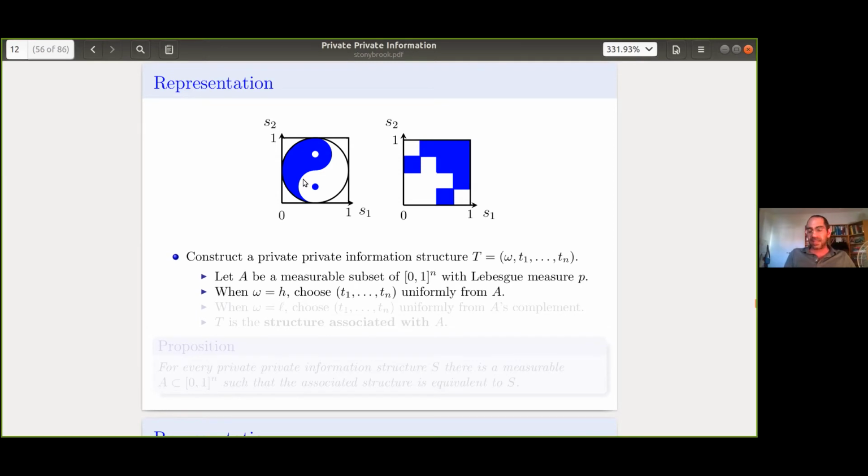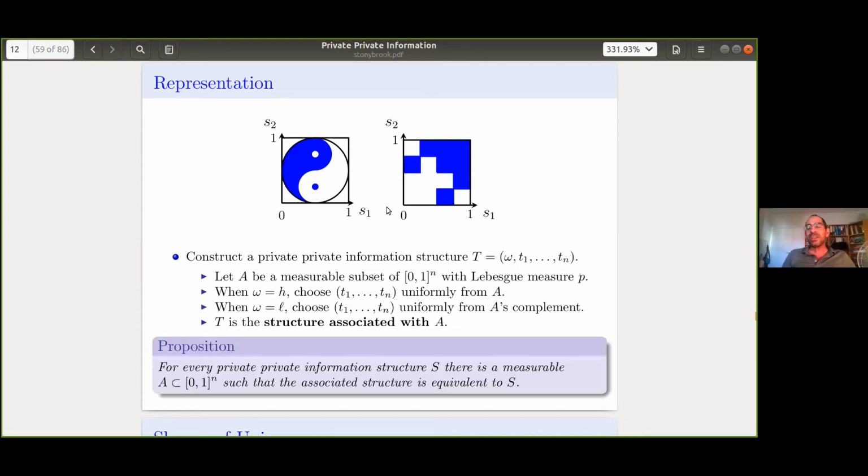When the state is high, I choose T uniformly from the set A, from the blue set. When it's low, I choose from the complement. I'm going to call T the structure associated with A. And the proposition is that this is everything. Up to equivalence, you can construct everything this way.